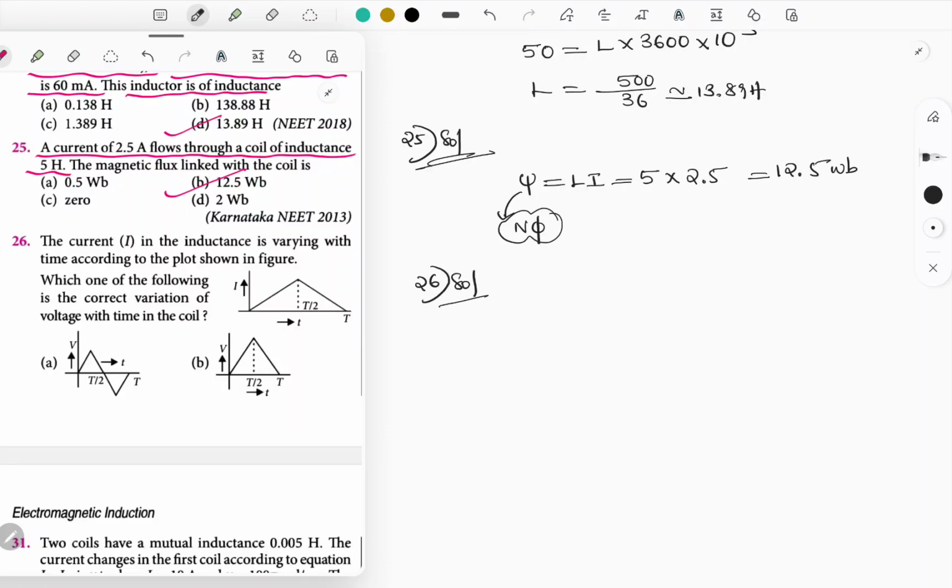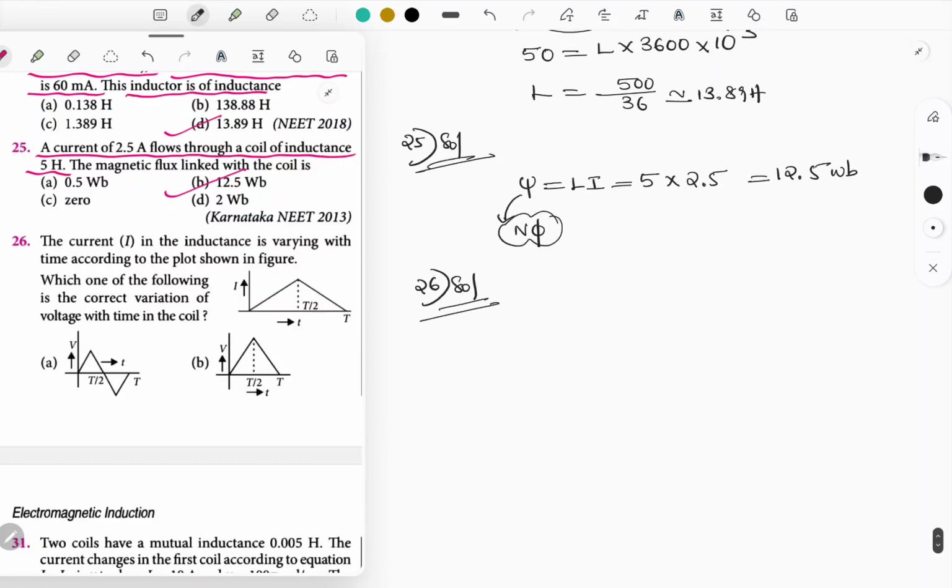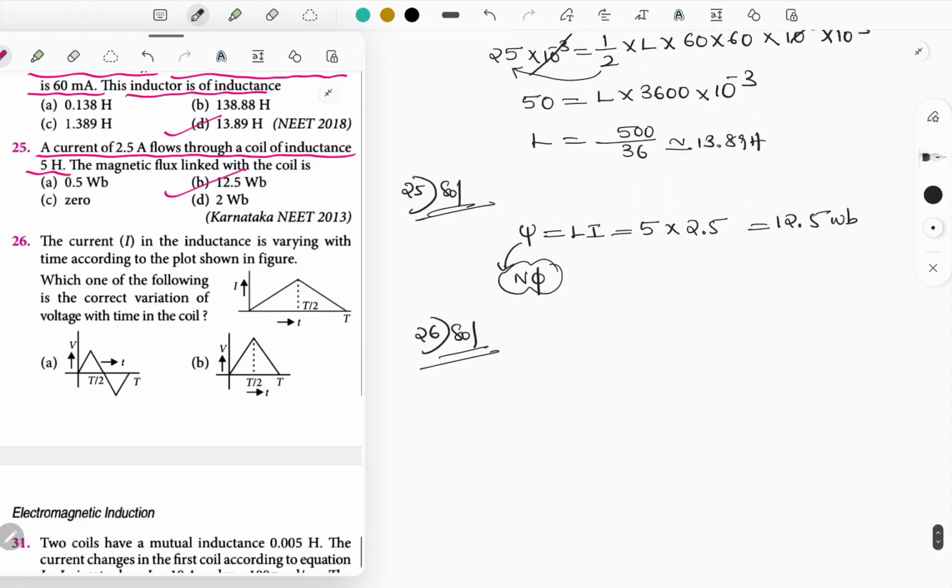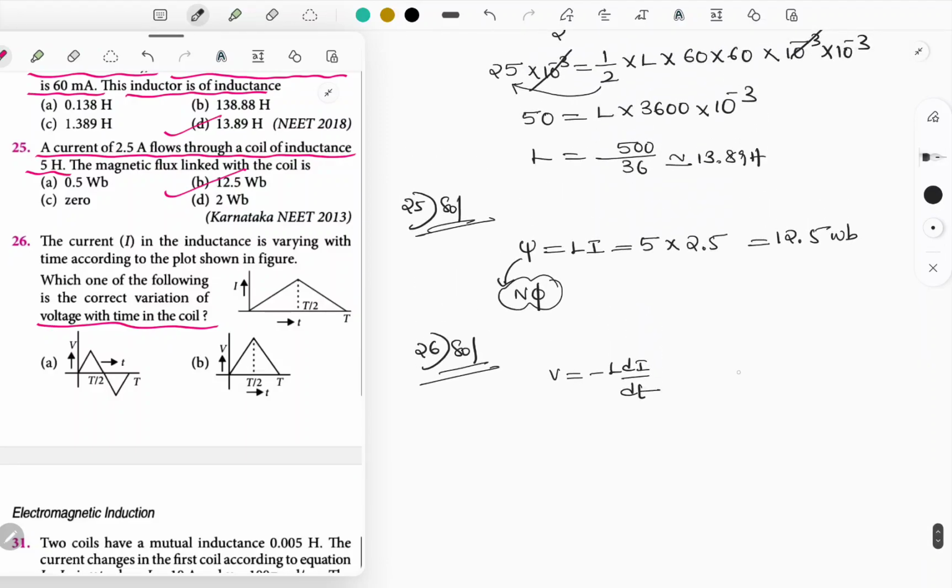26th solution. They have given a current versus time graph and they are asking for the voltage versus time graph. What's the formula for voltage? V is equal to minus L into di by dt, right? And one more thing: the formula for V is minus L into di by dt. It means I have to differentiate the current.